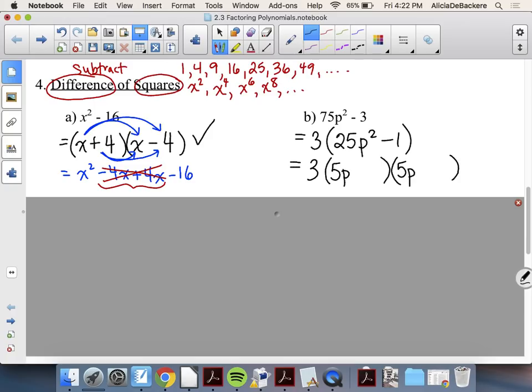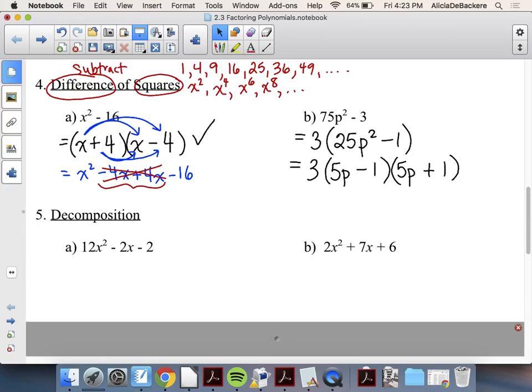Now at the end of each bracket, I need to have two numbers, and they're going to come from the square root of the last number. So the square root of 1 is 1. And then in order to multiply these together and have the middle terms cancel out and end up with a negative 1, I need 1 to be positive and 1 to be negative. The order doesn't matter. You could put the subtraction in the first bracket or in the second bracket. Again, you could check your work by multiplying this back out.